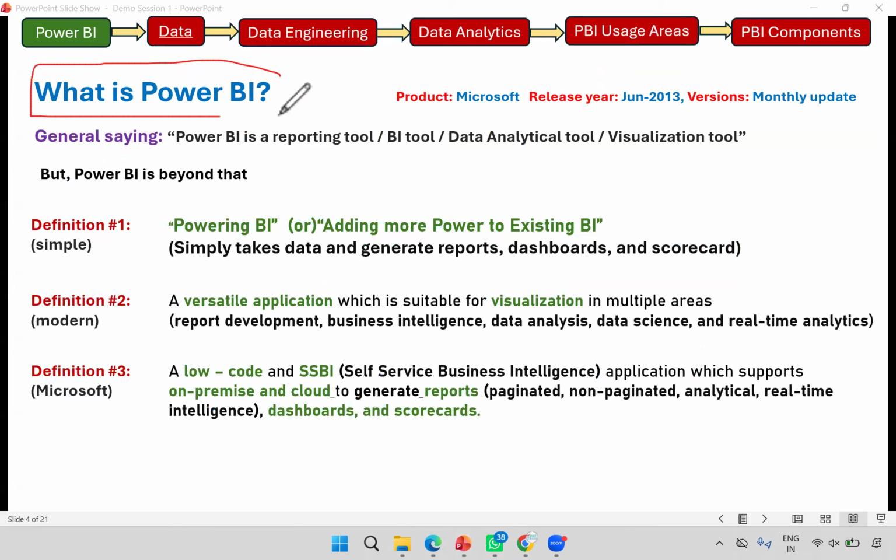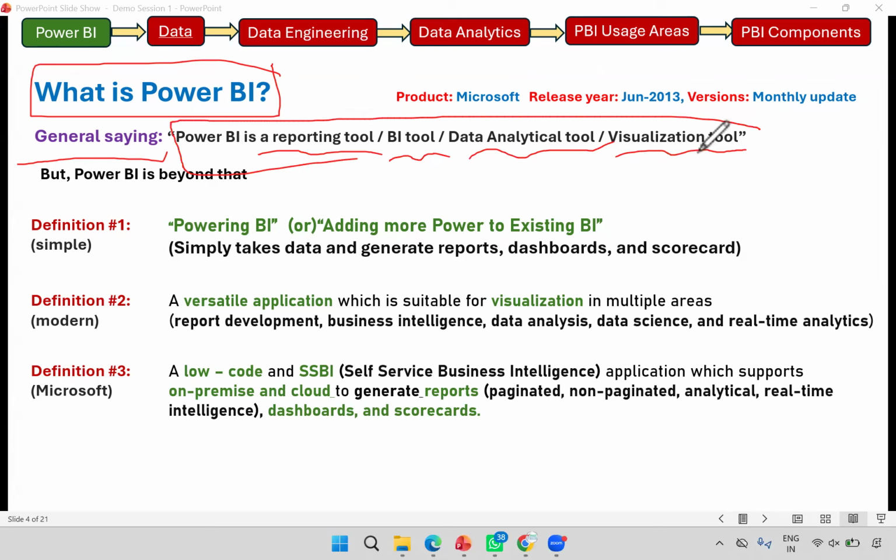What is Power BI then? In general, people say it's a reporting tool. Some people say BI tool. Data analytics people say data analyst tool. And HR people and others say visualization tool. People say different things regarding Power BI. But Power BI is beyond that.